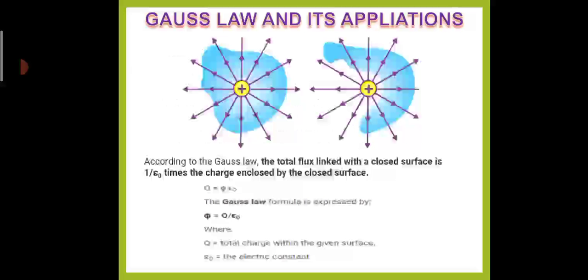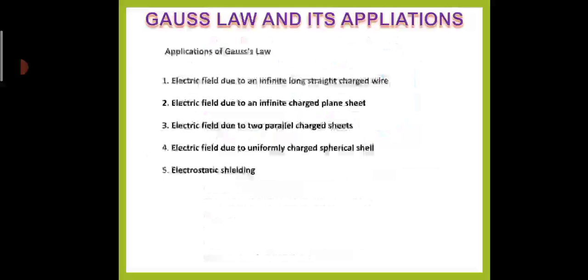Now, applications of Gauss's law. First is electric field due to an infinitely long straight charged wire. Second one is electric field due to an infinite charged plane sheet. Third one is electric field due to two parallel charged sheets. Fourth is electric field due to a uniformly charged spherical shell. And fifth one is electrostatic shielding.